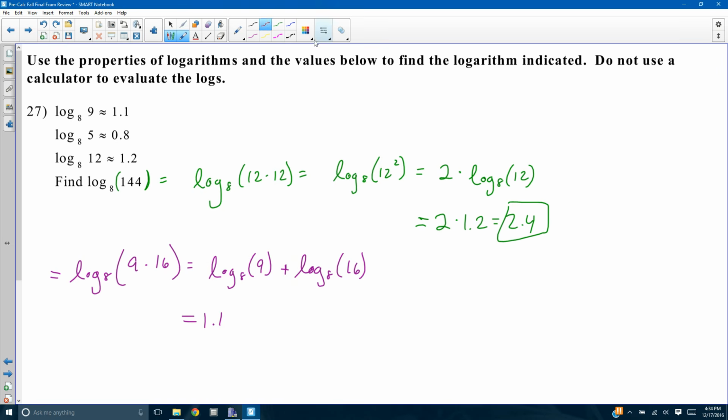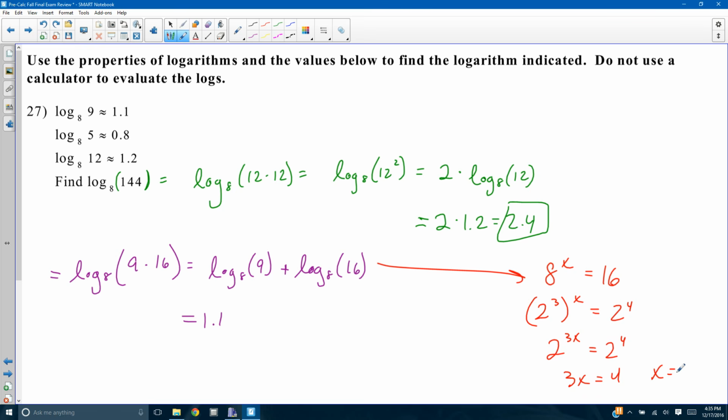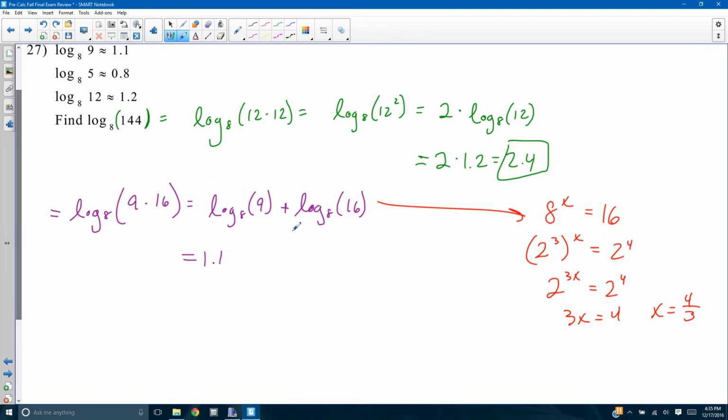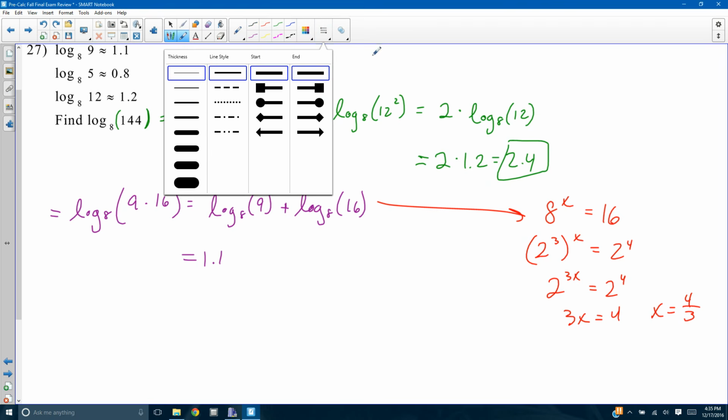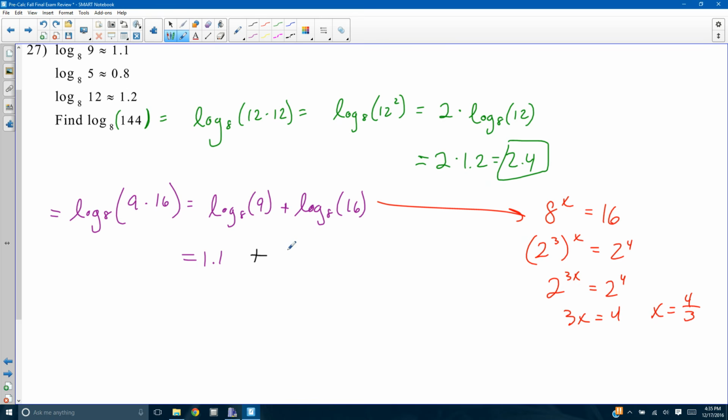Log base 8 of 16 asks you the question, 8 to what power gives you 16? Now, 8 can be re-represented as 2 cubed, whereas 16 can be re-represented as 2 to the 4th. 3 times x is 3x, so we get 2 to the 3x equals 2 to the 4th. So 3x equals 4, or x equals 4/3. So log base 8 of 16 is 4/3. That's the exponent you raise 8 to get that. Take the cube root and then to the 4th power. So I'll just write plus 4/3.